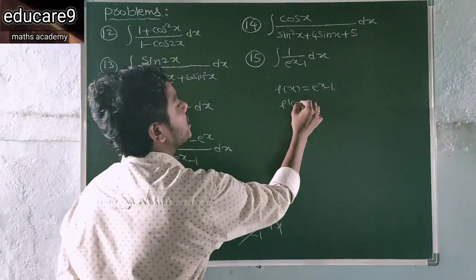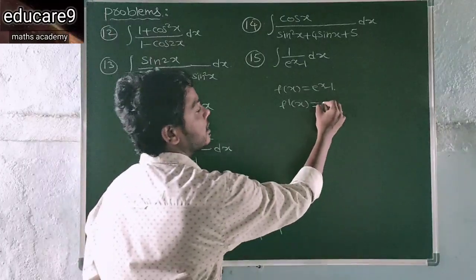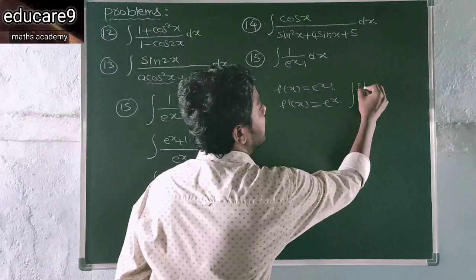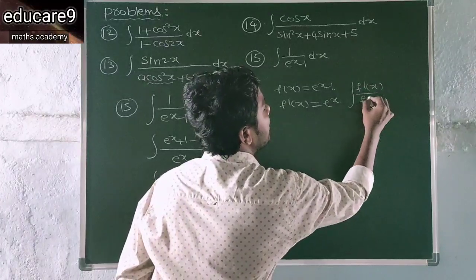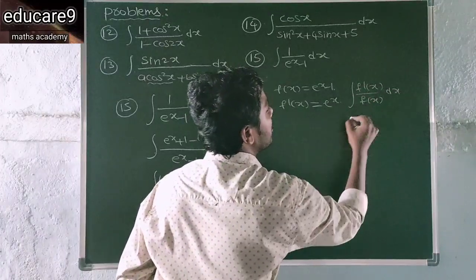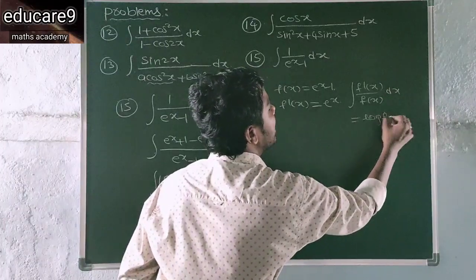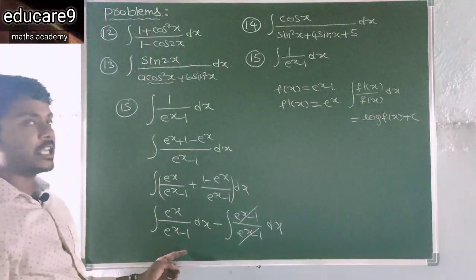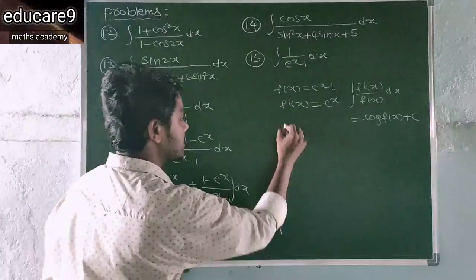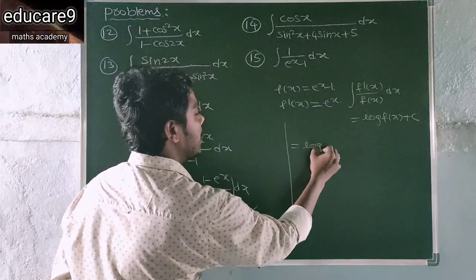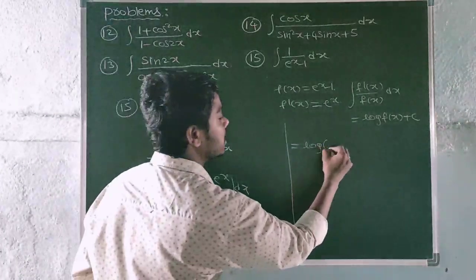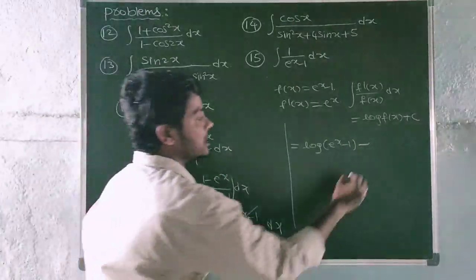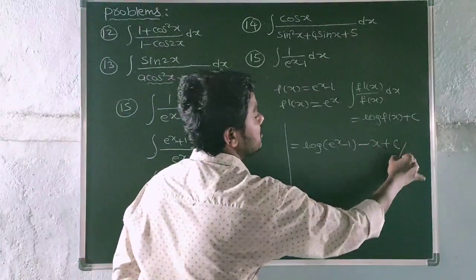Now differentiate with respect to x. So what do you get? e power x. So therefore, you know that integration of f dash x by f of x dx is what? Log f of x plus c. So clearly what is f of x? e power x minus 1. So this can be written as log of f of x, that is e power x minus 1, minus integration of 1 dx, that is x plus c.